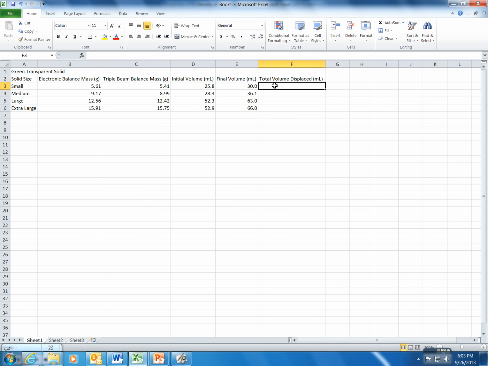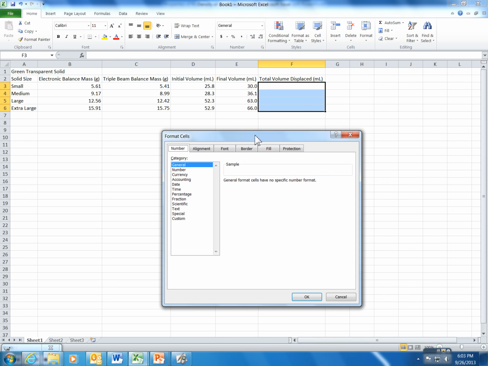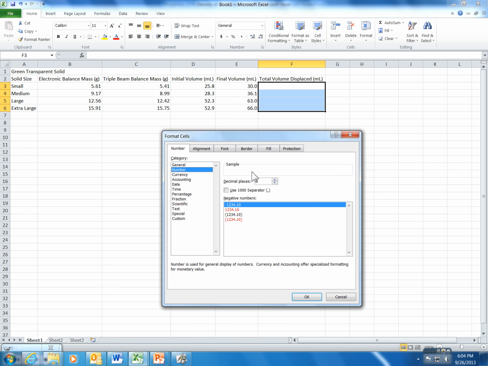Now here is going to be my total volume displaced, and so ahead of time, I'm going to highlight these cells and indicate that I need these results to have the same number of significant figures as what I'm going to be obtaining them from, my final and initial volume. And so I need them to be accurate to the 10th place, right? All of these values are to the 10th place. So I need them to be accurate to 1 decimal place.